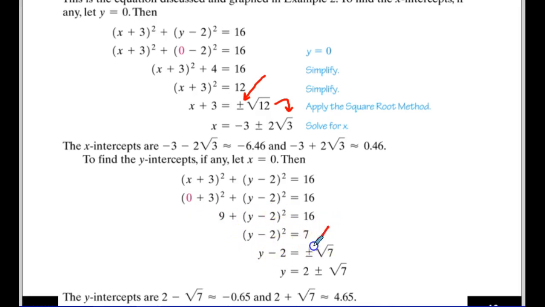Take the square root, and again, there's our plus and minus, and then add 2. So again, I have 2 plus the square root of 7 and 2 minus the square root of 7, which I put in my calculator and end up with those decimal approximations. So when I'm finding the intercepts, I just pick one variable and make it 0 and then solve for the other one.